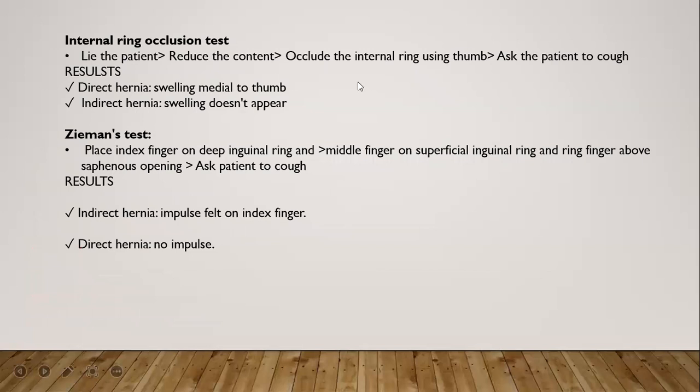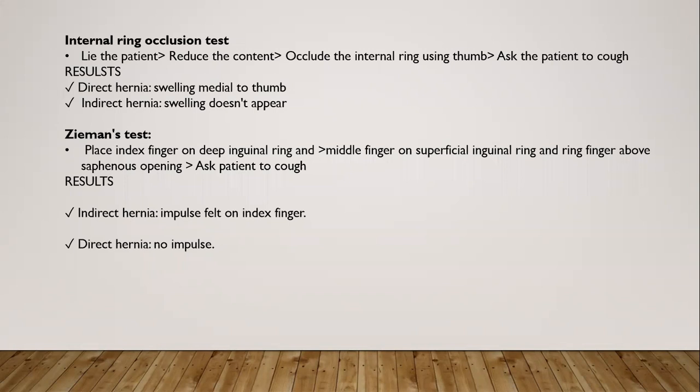So the internal ring occlusion test, this one is very important. You tell the patient to lie in supine position, then you reduce the hernia. After reducing the hernia, you occlude the internal ring using your thumb. How do you ascertain that this is the internal ring that you're occluding? You apply the mid-inguinal point, which is the point halfway between the ASIS and the pubic tubercle. You go there, 1.25 centimeters above it, and you occlude.